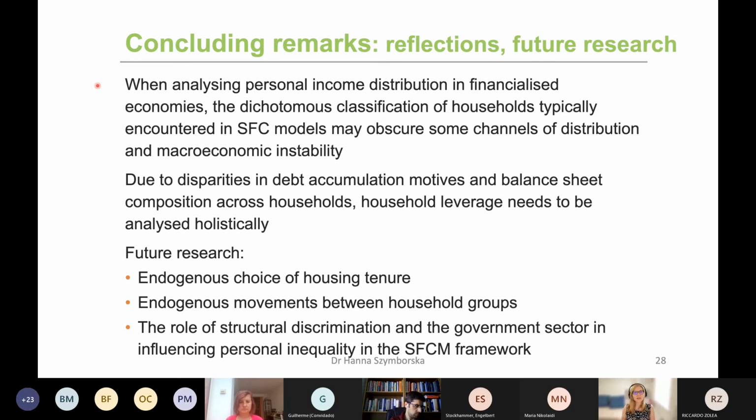So looking at the motives for accumulation, the ways in which these different assets and income accrue on the balance sheets of different households. And of course, I do want to take this research further. There are some ideas I put down here, but I do look forward to the discussion, the comments, and hopefully some inspiration for future research as well.